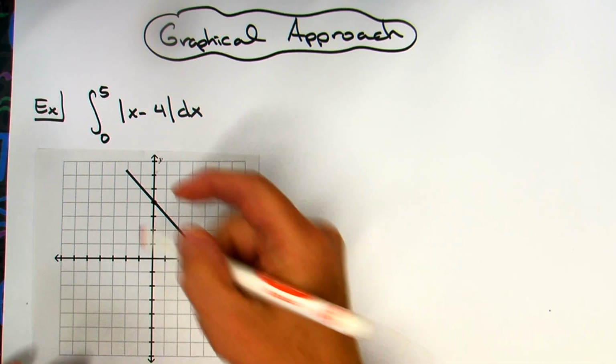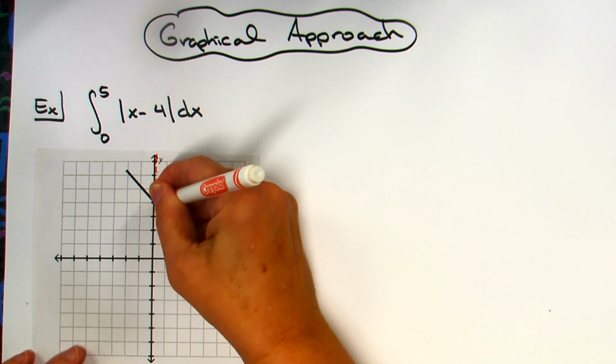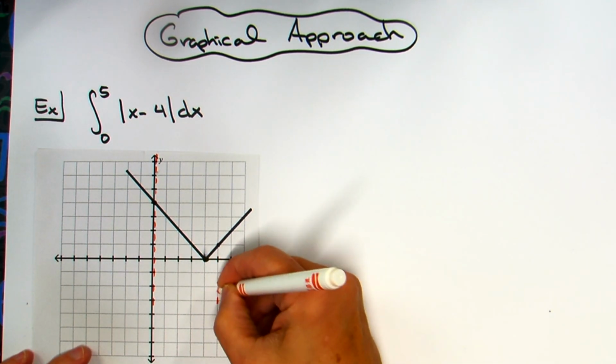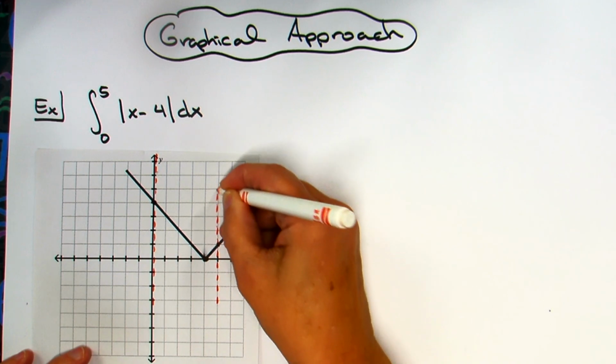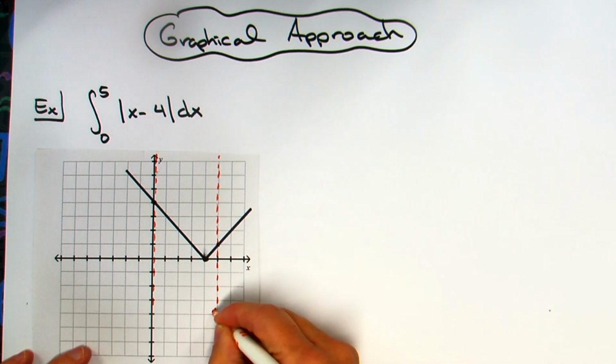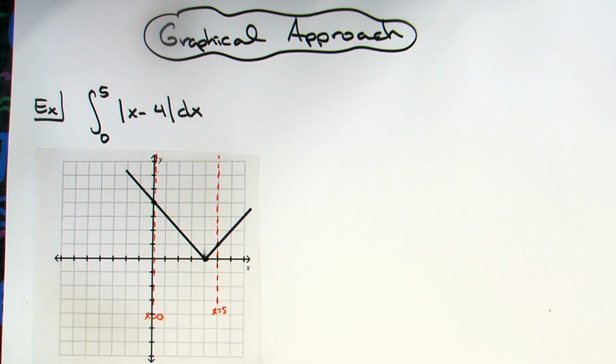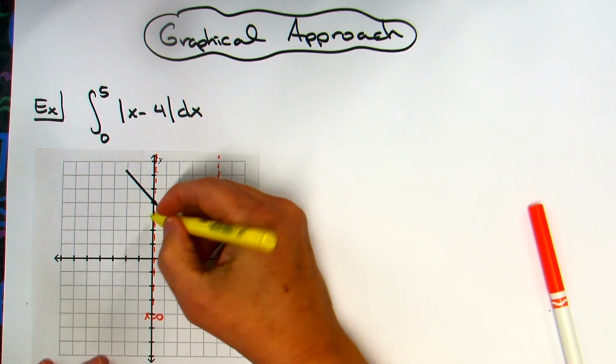So x equals 0 is right here, and x equals 5 is right here. So there's our vertical boundaries. This is x equals 5, this is x equals 0. Now we want the area under the curve in between those boundaries.